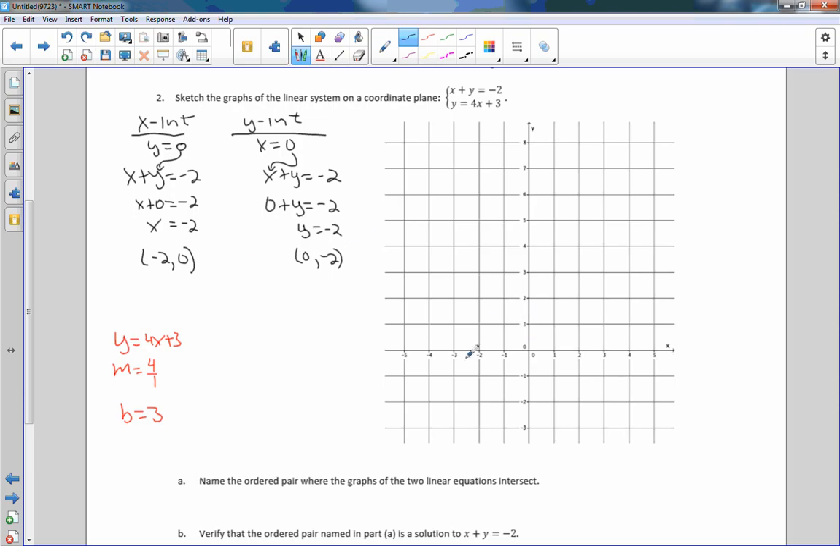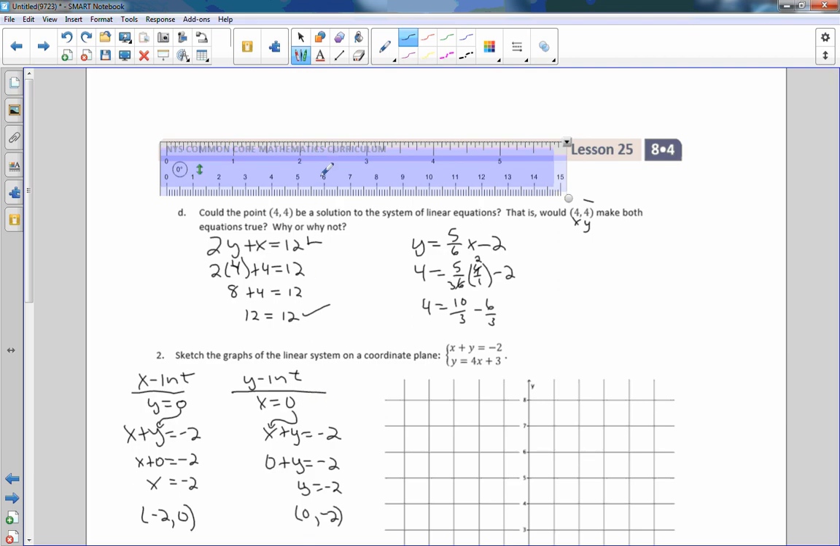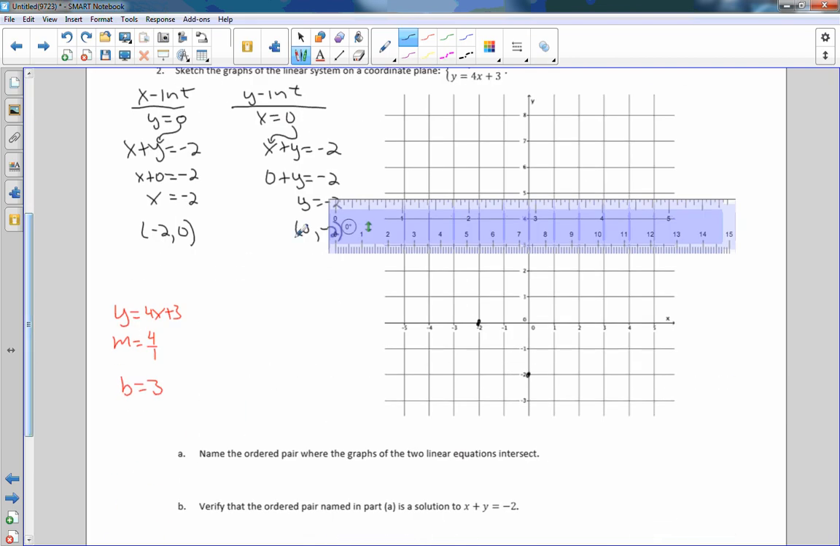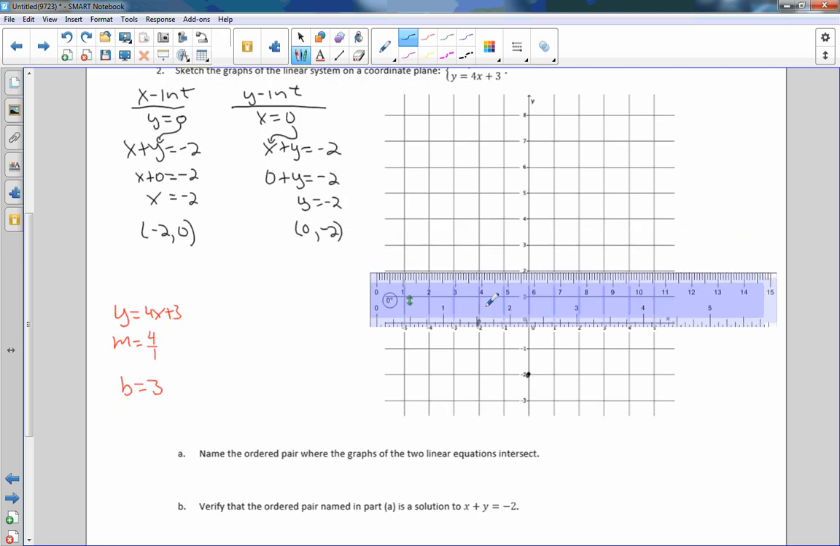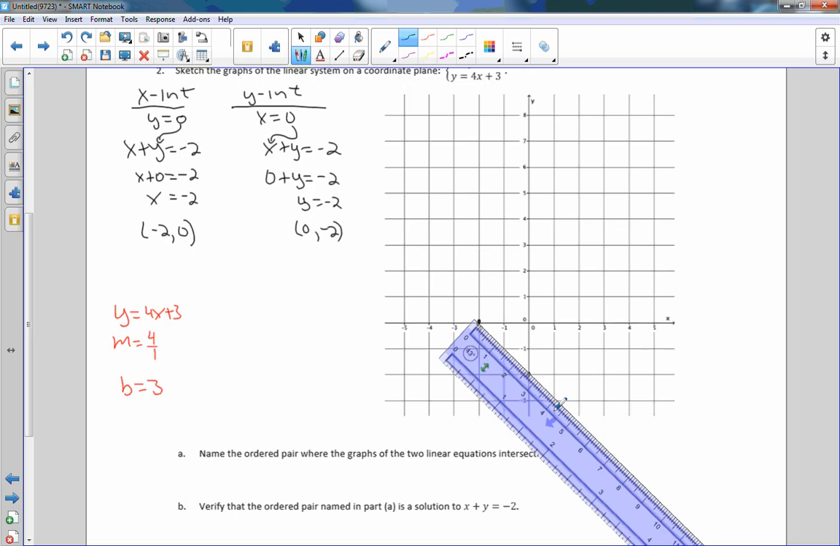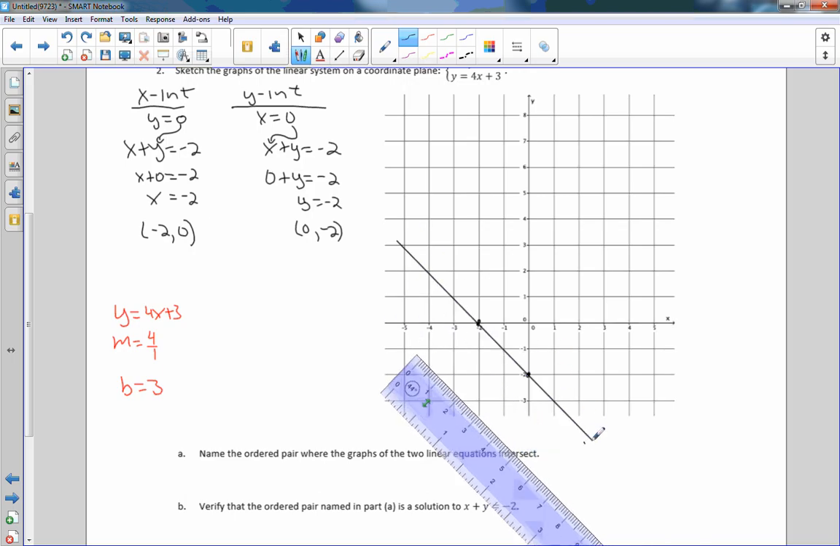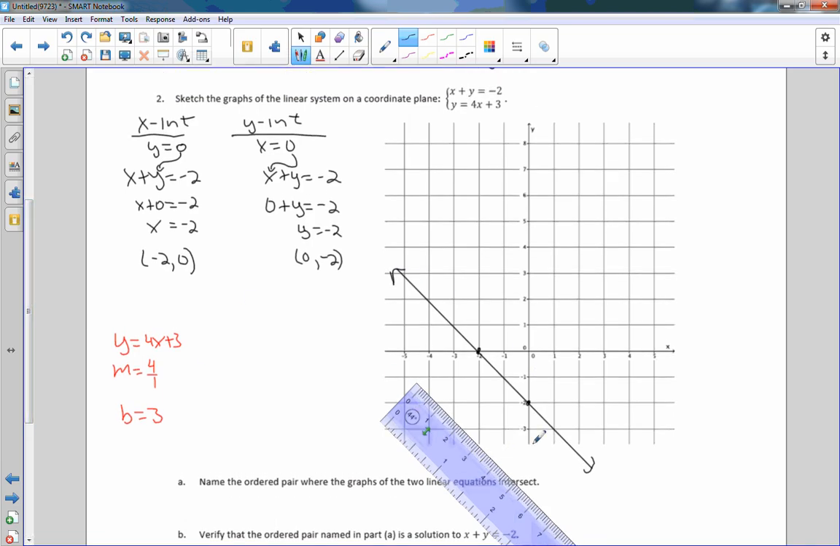Plotting those two points, I get (-2, 0) is here, and (0, -2) is here. Grab my ruler. I wish this program would drop it where I'm working instead of at the top of the page, but that's what they do. Alright, so I'm going to bring this over, put the ruler right there, rotate it, try to be as accurate as possible, and draw a line. I'm going to label my line, and the equation is x plus y equals -2. So there's that one line.